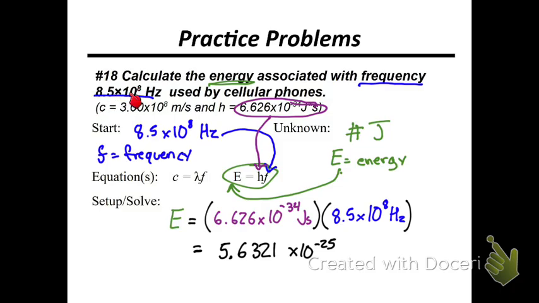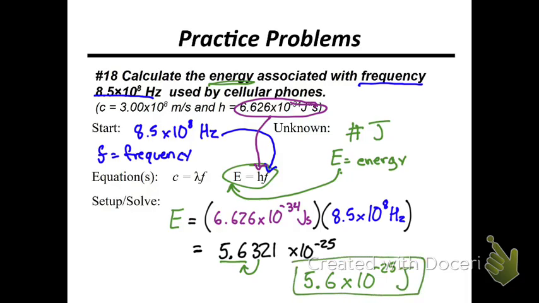That's 8.5 times 10 to the 8th. This has 2 sig figs, so our final answer should also have 2 sig figs. I'm going to underline my top 2 place values. This time I'm rounding down, so my final answer should be 5.6 times 10 to the negative 25th joules. And that is how you solve an energy equation.